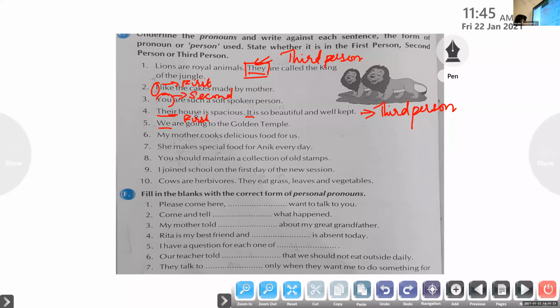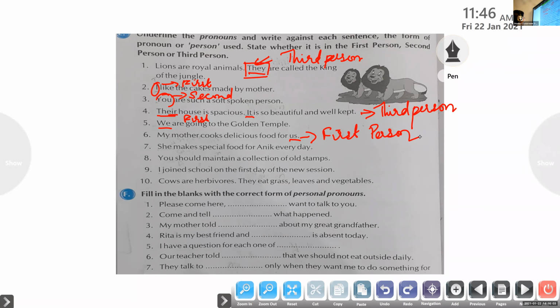Now, Meenakshi, come on, do the next one, sixth question. My mother cooks delicious food for us. Us, only us, not my mother. So, which person does us stand for? First. Very good, first person. It stands for first person. Clear to all? Okay, then.